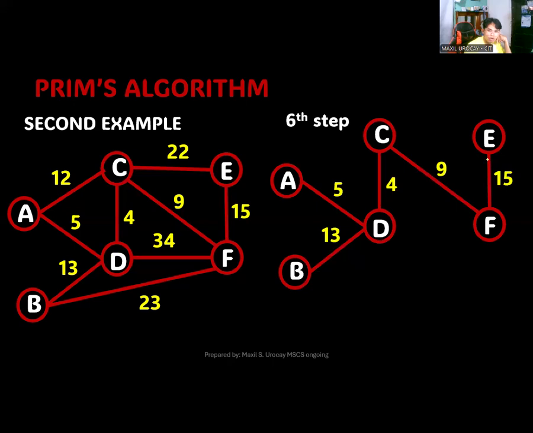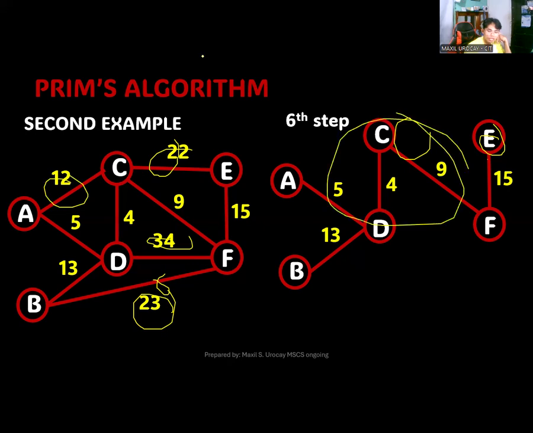If you check right now, you already have all of the vertices. So since you already have all of the vertices, there's no need to check everything, since 23 will form a cycle, and 22 can form a cycle, and here 34 can form a cycle, and 12 as well. So this will be your minimum spanning tree using this Prim's algorithm.